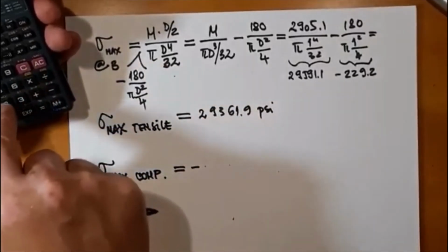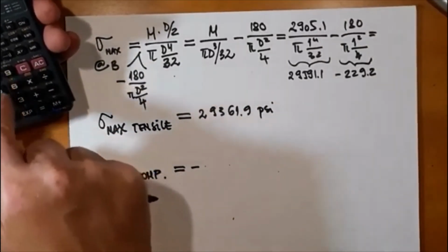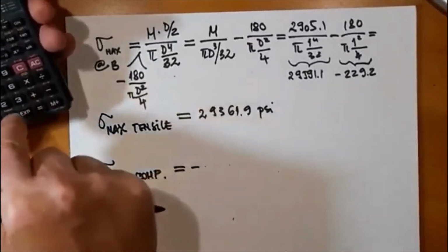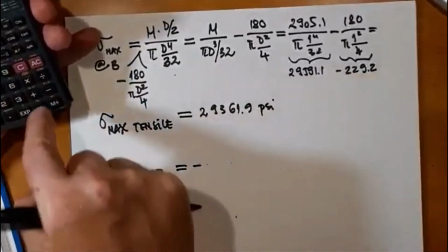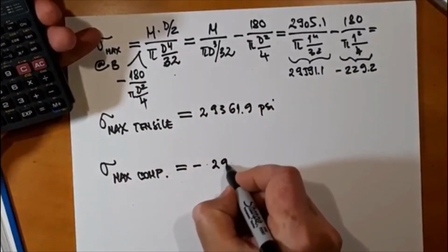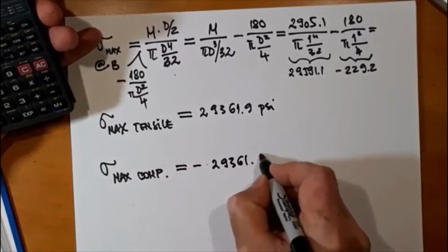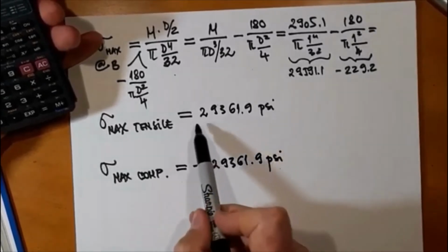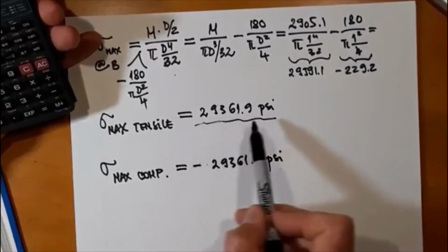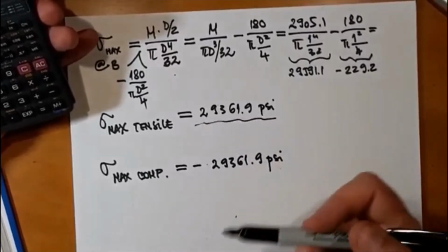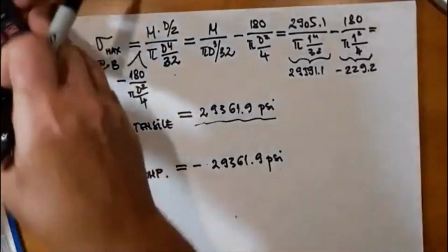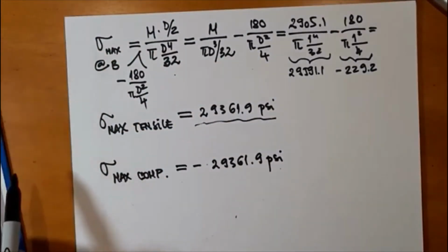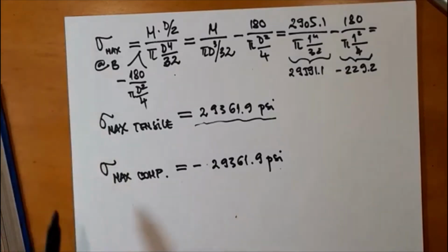I have 29591.1, negative the same number, so I have negative 29361.9 psi. Okay. Tensile stresses have more damaging effect than compressive stresses. The shaft is rotating though, so we're having the case of fatigue loading, and that will be discussed in the next chapter.